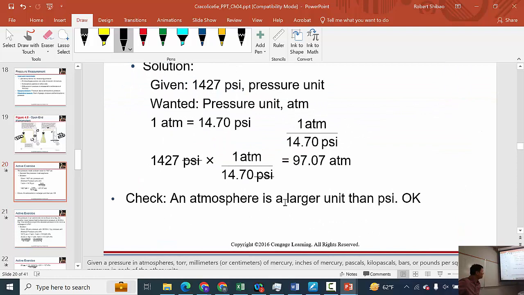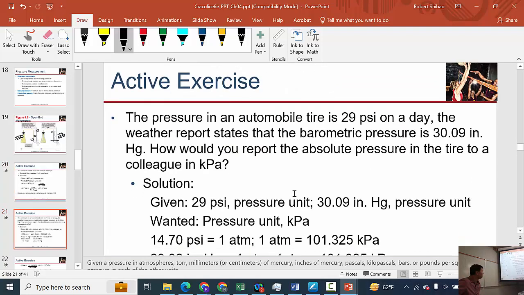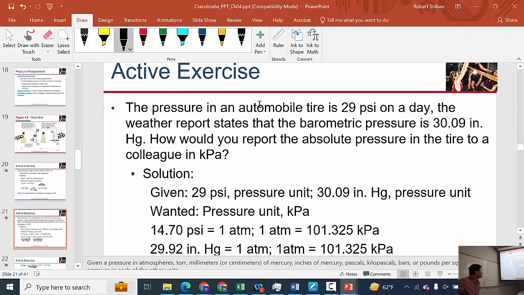They ask you to check your answer here. We'll start doing that later. The pressure in an automobile tire is 29 psi on a day the weather report states that the barometric pressure is 30.09 inches of mercury. How would you report the absolute pressure in the tire to a colleague in kilopascals?